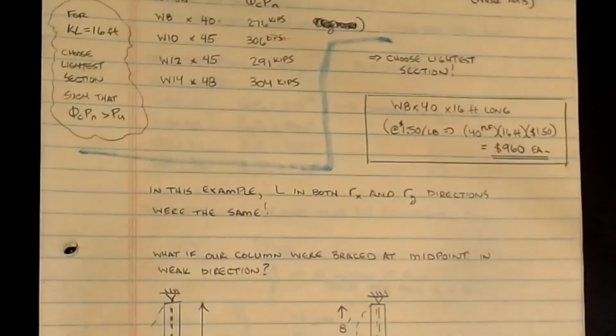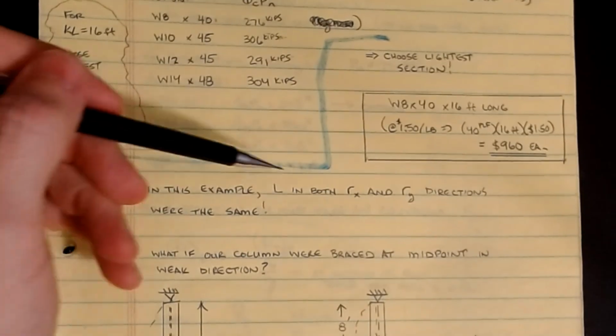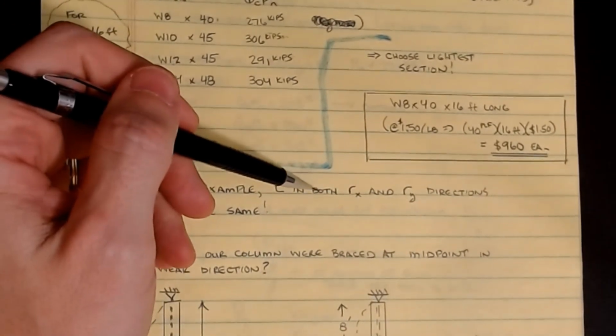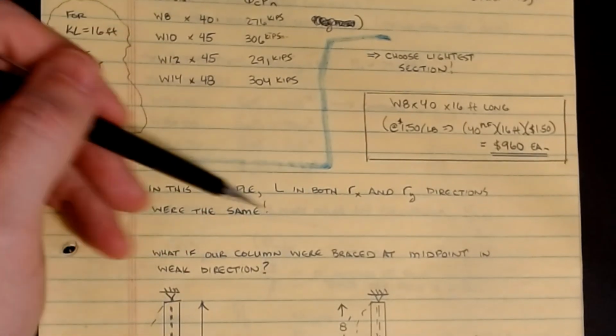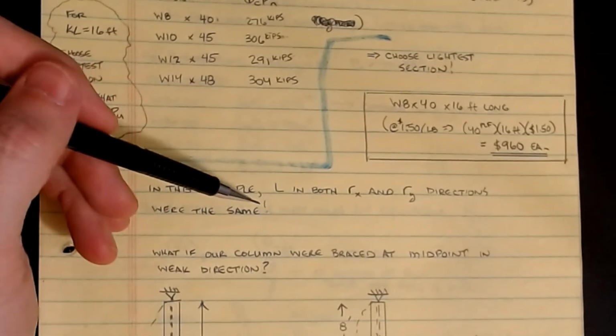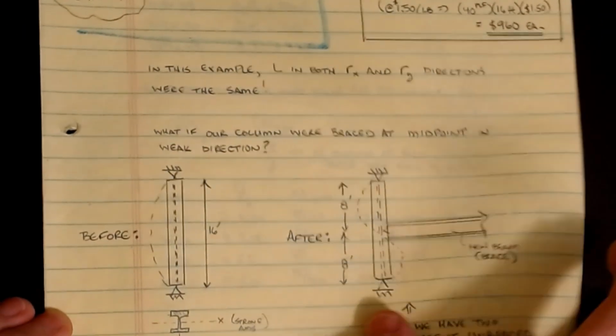Okay, but what happens is that for the column as we had it defined in this example, L in both the X and Y directions with respect to those axes are the same length. They were all KL times 6, it was 16 feet for both. But what happens if for some reason our building is framed a little bit differently?